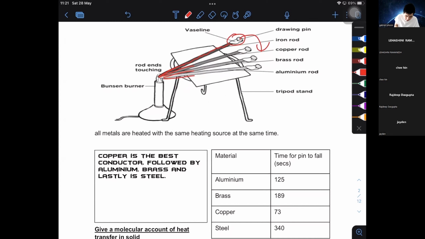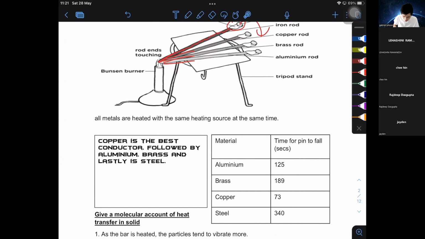So if you look at these statements here, all metals are heated with the same heating source at the exact same time. Copper is essentially going to be the best conductor, followed by aluminium, brass, and lastly steel. Why? Because copper only took 73 seconds to melt the Vaseline and drop the pin, whereas steel took a total of 340 seconds to melt and drop the Vaseline.